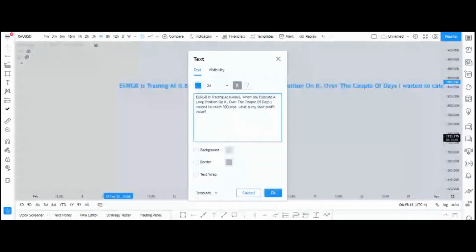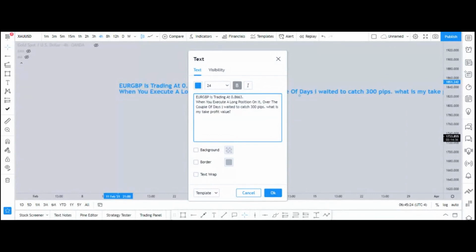ERGBP. Now it's stated that ERGBP is trading at 0.8663 when you executed a long position on it. Then over a couple of days, you wanted to catch 300 pips. What will be your take profit value?